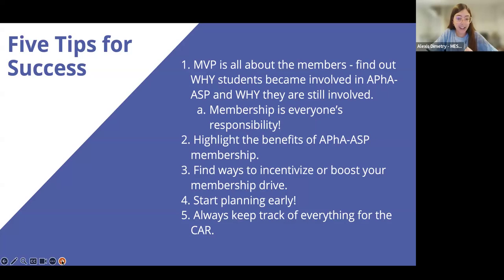Definitely start planning early. Time flies. It will really fly. So definitely begin your planning early. Always keep track of everything for your CAR reports. Believe it or not, you guys, we read these CAR reports. They are long and we read every word that you write. So put all of the exciting things you do, the way it reaches people, because don't worry, it's not going to waste. Your hard work does not go to waste.